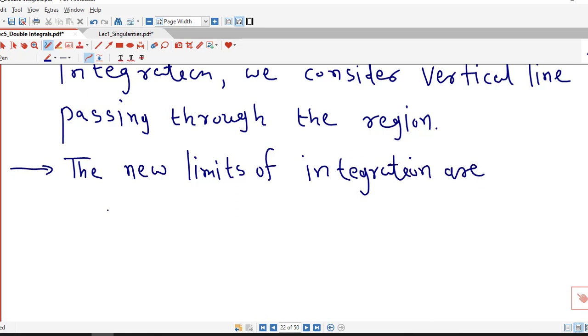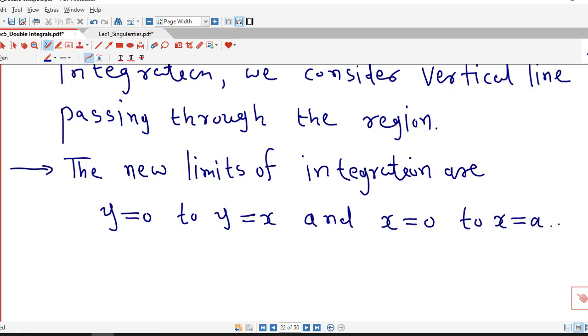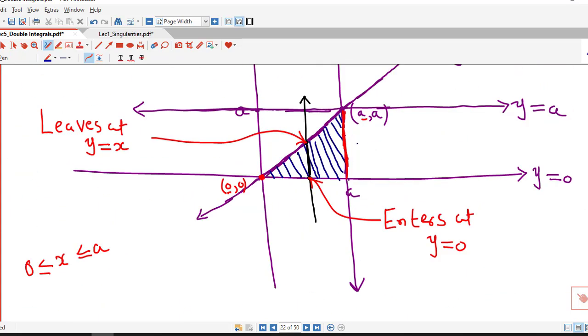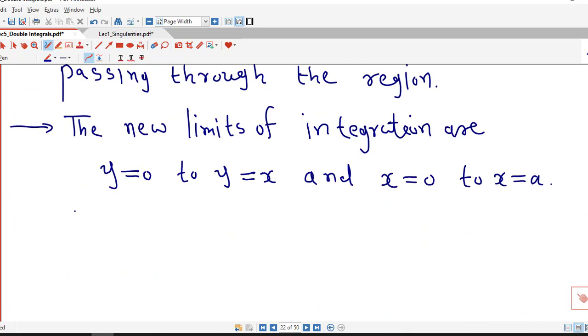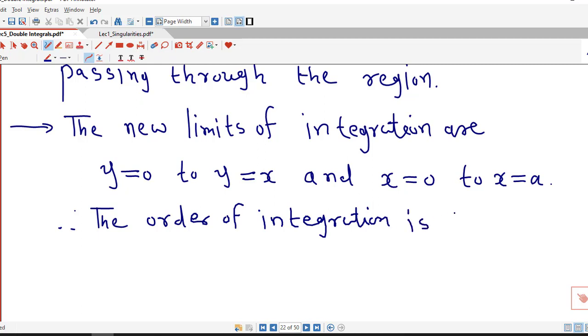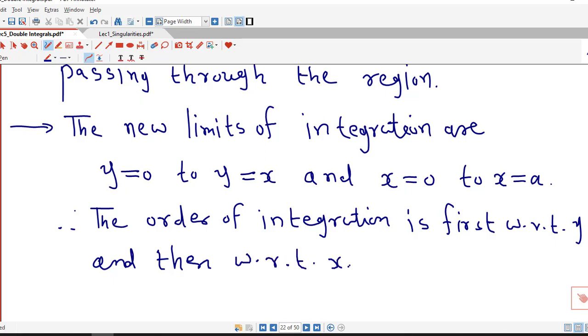The new limits of integration are: the lower limit for y is 0, the upper limit for y is x, and x is from 0 to x equal to a. So y is from 0 to x, and x is from 0 to a. So now the order of integration is with respect to y first and then with respect to x.